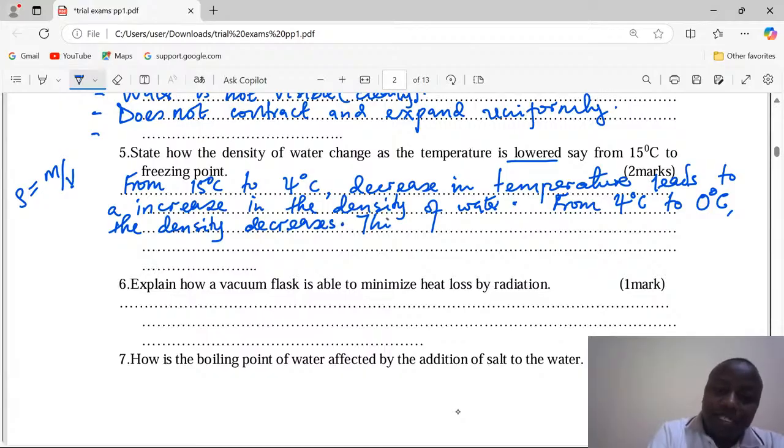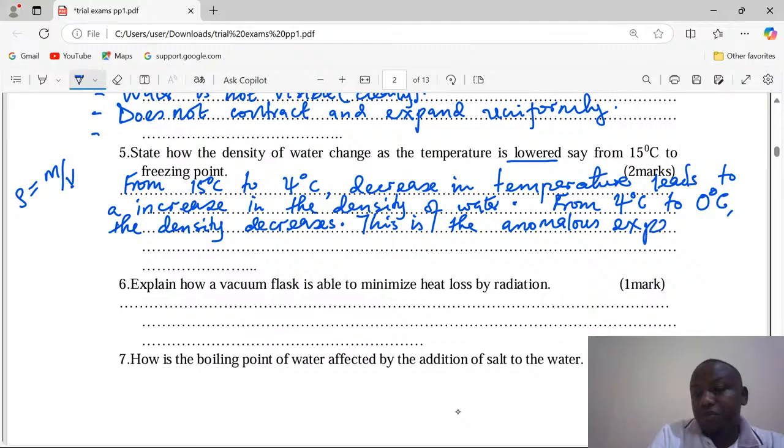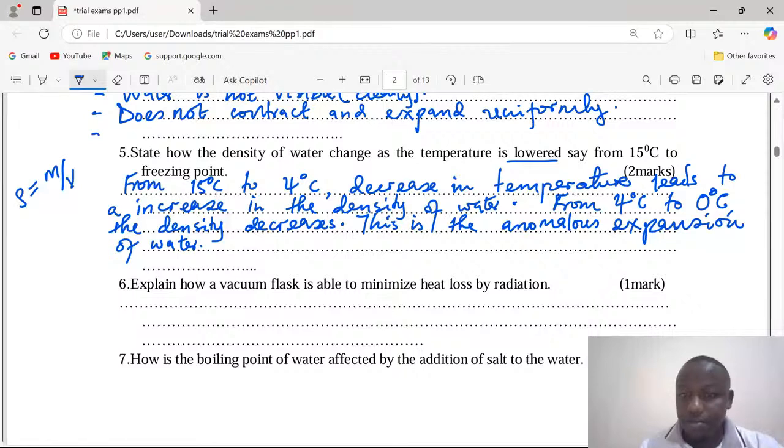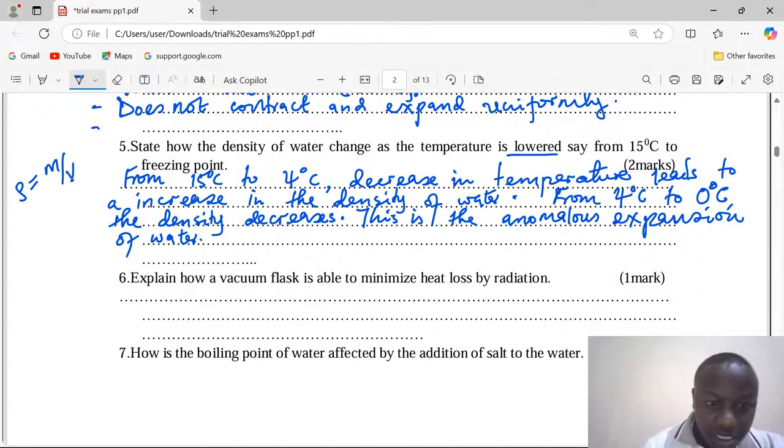This is the anomalous expansion of water, the unusual behavior of water, whereby instead of contracting between 0 and 4, it will now expand at that particular point.